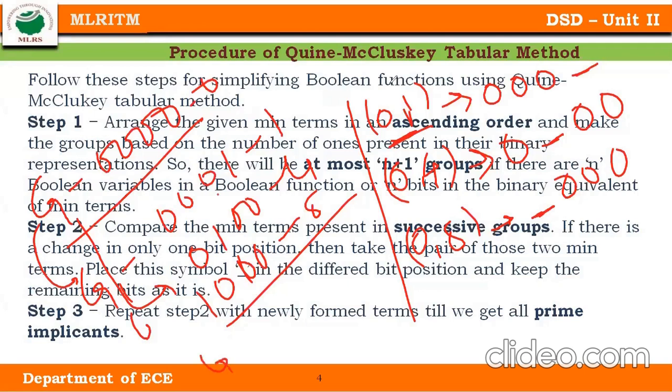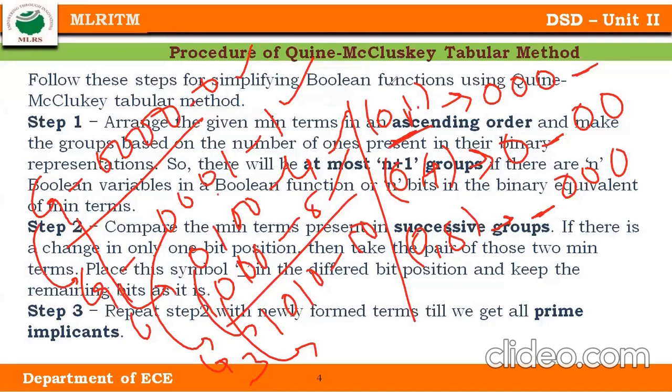Now suppose I have a group 3 like 1 0 1 0. Then I need to compare the group 2 variables with the successive group. When you are comparing, if a term is paired, you need to mark it: 0 is paired already with someone, 1 is paired, 4 is paired, 8 is paired, so you need to mark those. Why should I mark, sir? Because if an unmarked, unpaired term is found, that is called a prime implicant.